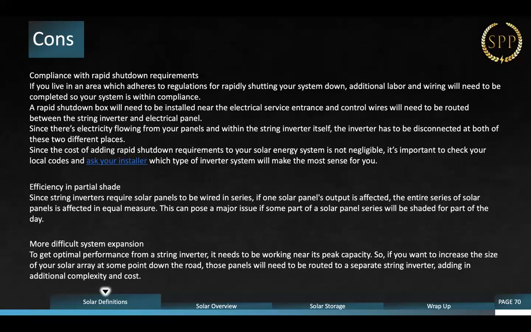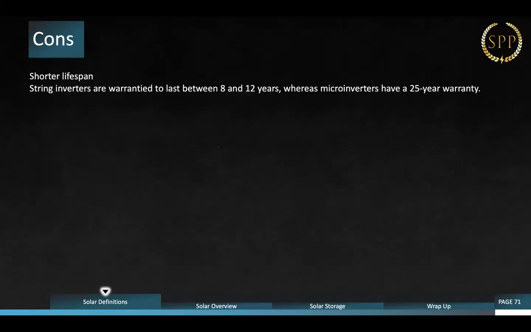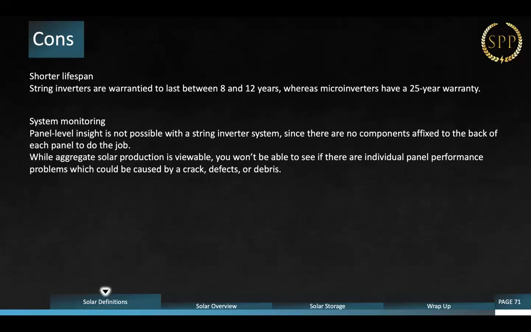To get optimal performance from a string inverter, it needs to be working near peak capacity. So if you want to increase the size of your solar array at some point down the road, these panels will need to be routed to a separate string inverter, adding additional complexity and cost. So let me boil this stuff down for you guys. Okay. Now, oh yeah, there's more. Sorry. Shorter lifespan. String inverters usually last between 8 to 12 years, whereas microinverters have a 25-year warranty.